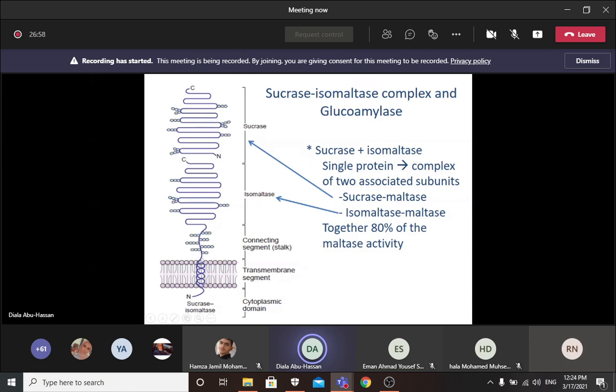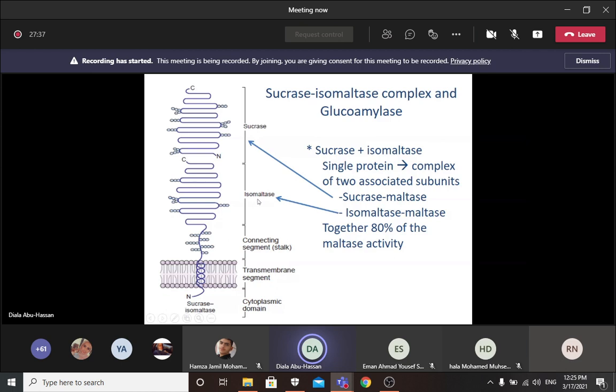So this side is on the lumen, where the enzymes are found, but the other side, the intracellular side, has a very small N-terminus to the inside of intestinal cells. So the saccharase and isomaltase were synthesized first as a single polypeptide chain. Then they were cleaved into two polypeptide chains. So now we have two subunits. One of them acts on saccharose, which is the saccharase part, and the other one is the isomaltase part, which acts on the alpha-1,6 linkage of isomaltose.